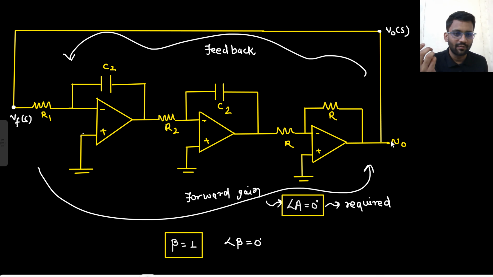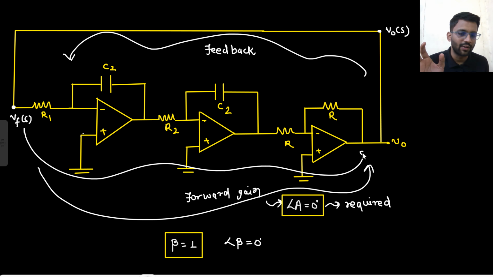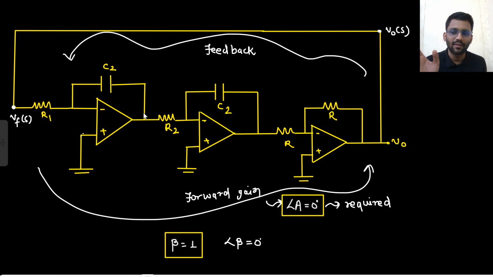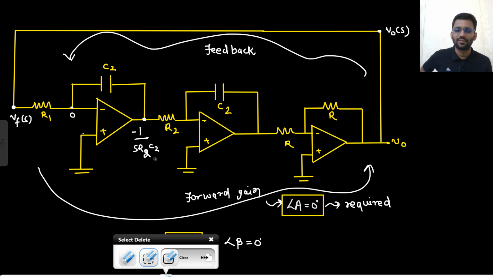So what is the forward gain now? You can write V0 by VFS. You need to find the forward gain from here to here. What will be the gain? Simply apply it. This node will be 0. So what will this value be? That value will simply be minus 1 by R2 C2. Right? Now if this is my minus 1 by R1 C2.